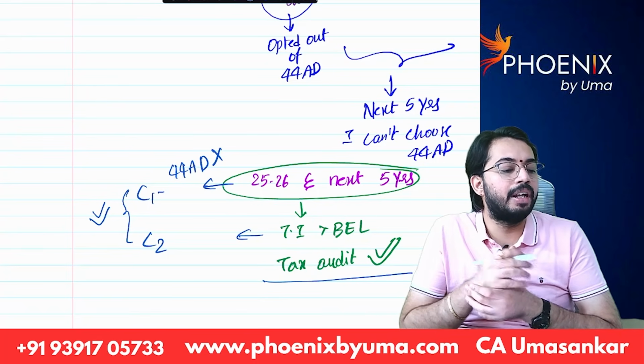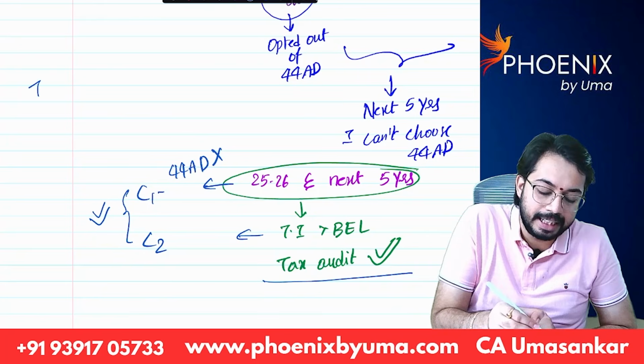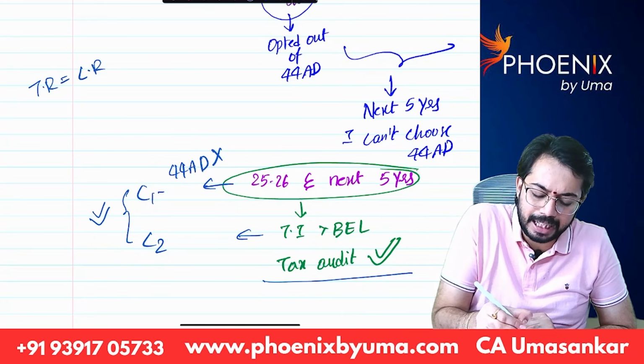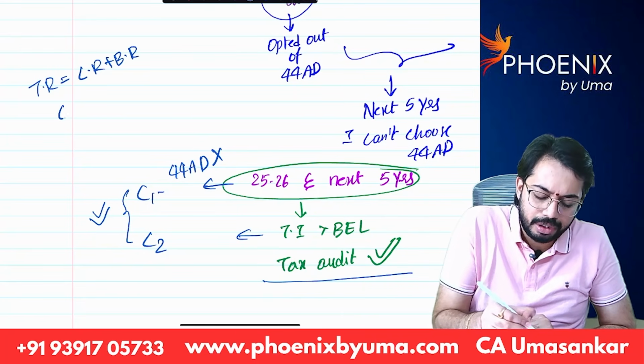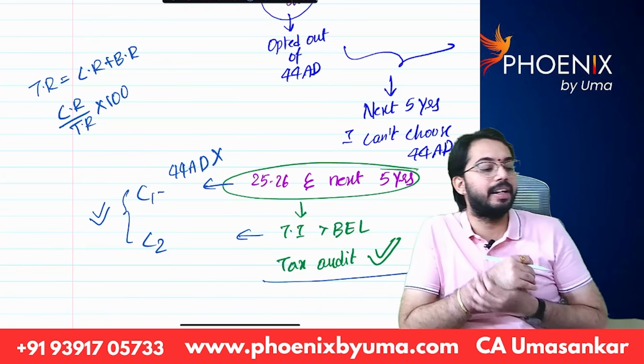Sir, whether total receipts include bank receipts? Yes, total receipts means cash receipts plus bank receipts. So cash receipts divided by total receipts into 100. That's how you will calculate. Okay.